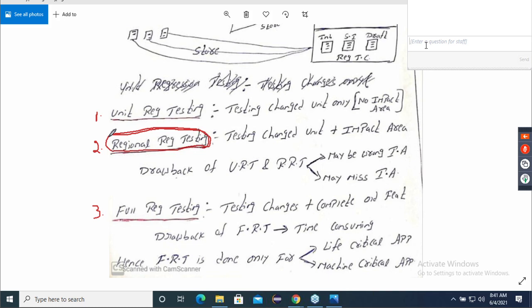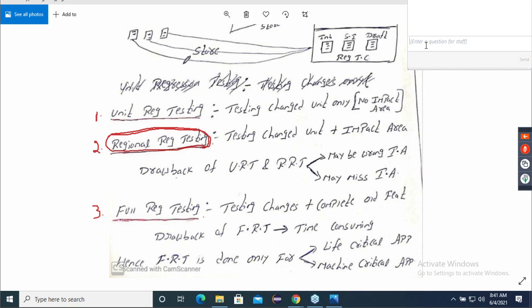Did he ask you types of regression testing? He said, what is regression testing? That's all. All of you remember, guys, this topic you speak only when they ask. Am I clear? This topic you talk only when they ask.